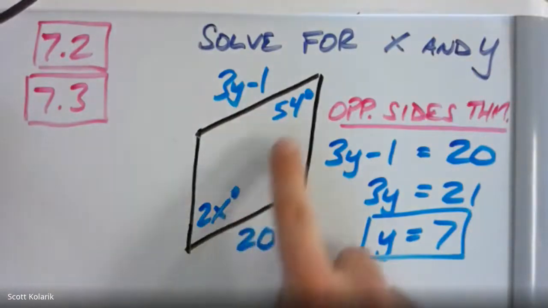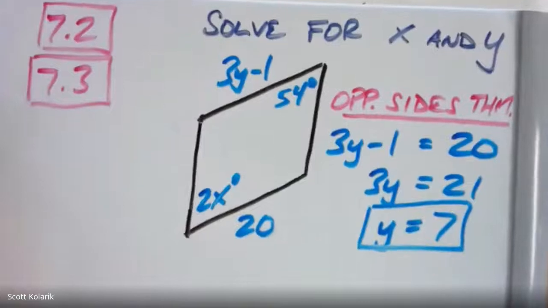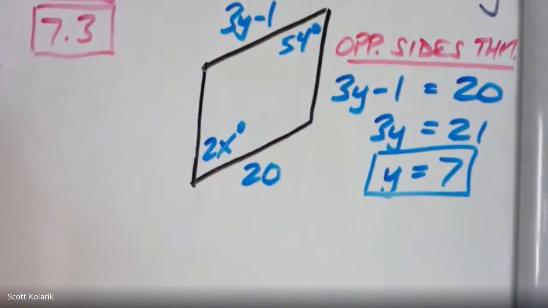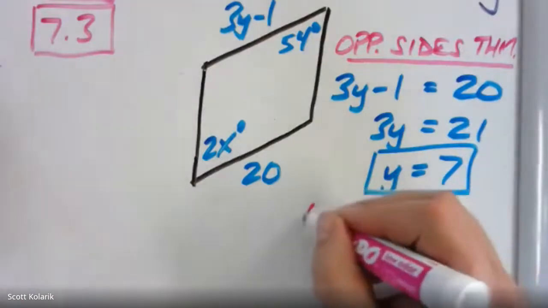Now to solve for the x for these angles, I'll be referencing a different theorem. So let me just reference that really quickly. In this case, I'm going to be using the opposite angles theorem.